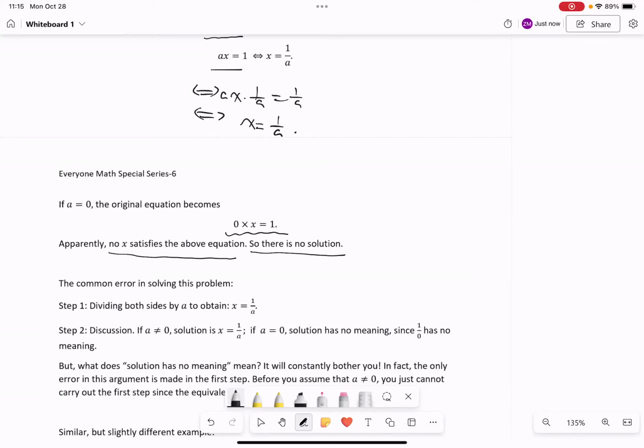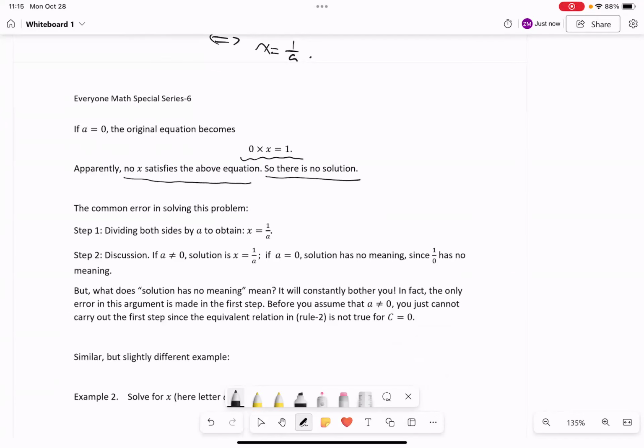The common error in solving the above problem is the following. People usually say, step 1, we divide both sides by a to obtain x equals 1 over a. And then we discuss the solution. Suppose a is not 0, of course, we got the solution x equals 1 over a. But if a equals 0, we got x equals 1 over a, 1 over 0, right?